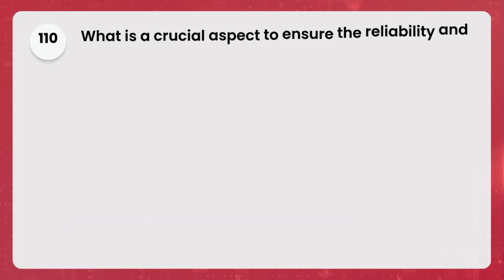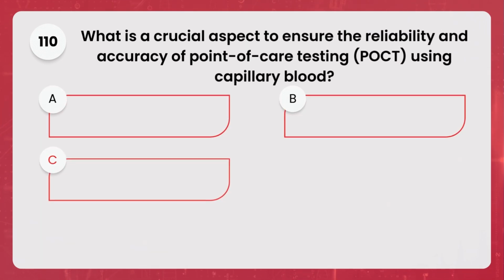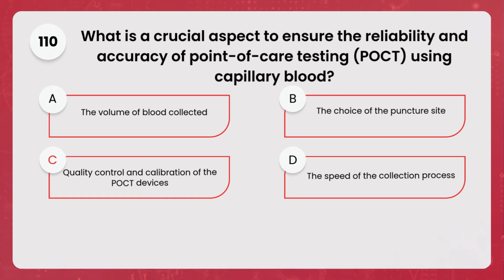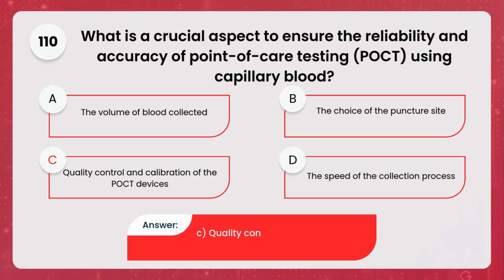Number 110. What is a crucial aspect to ensure the reliability and accuracy of point-of-care testing, POCT, using capillary blood? A. The volume of blood collected. B. The choice of the puncture site. Or C. Quality control and calibration of the POCT devices. And D. The speed of the collection process. The answer is C. Quality control and calibration of the POCT devices.